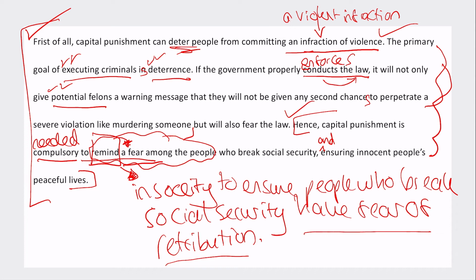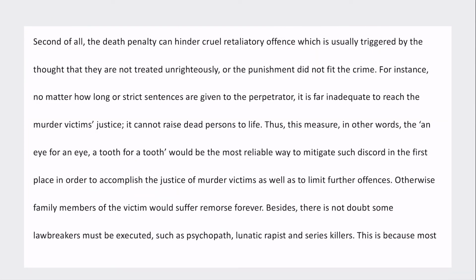In terms of vocabulary, also very strong. Second of all, the death penalty can hinder cruel retaliatory offences, which are usually triggered by the thought that they are not treated unrighteously or the punishment did not fit the crime. I don't know who "they" are in this sentence. They've tried to use a reference, but it's not clear who they're talking about. Hinder cruel retaliatory offences. Okay, hinder, great word. Retaliatory offences, great word.